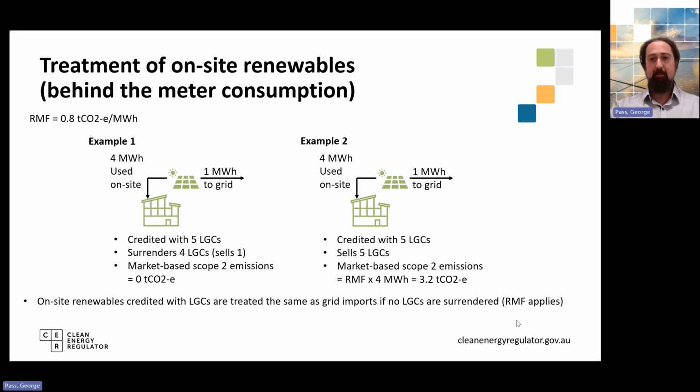It's assigned the residual mix factor of 0.8 tonnes of carbon dioxide equivalent per megawatt hour, and the company's residual Scope 2 emissions are therefore 3.2 tonnes of CO2 equivalent.